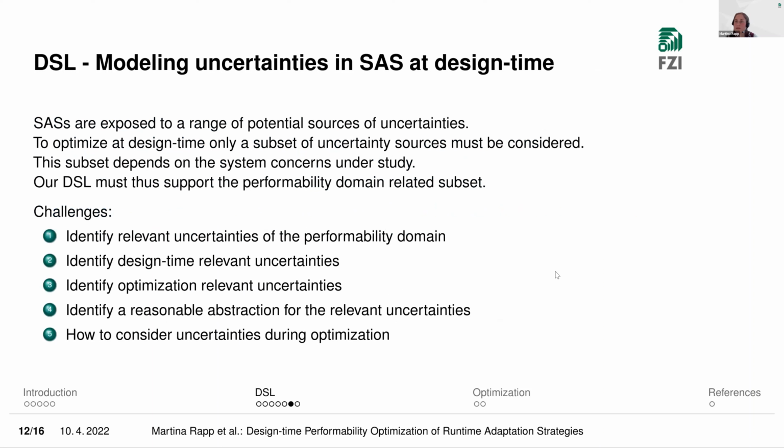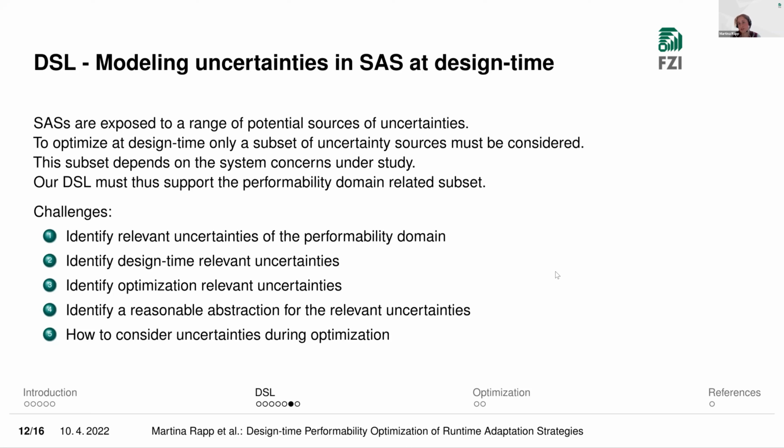So next, I would like also to go into the topic of modeling uncertainties. We think that to optimize adaptation strategies at design time, only a subset of uncertainties must be considered. The subset depends on the system concerns under study. And in case of the performability domain, we see that these are mainly the triggering factors that impact the workload and the failure types of interest.